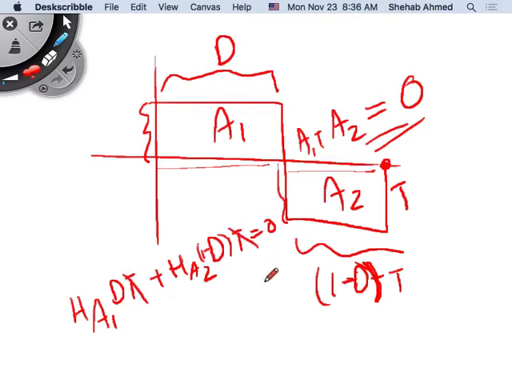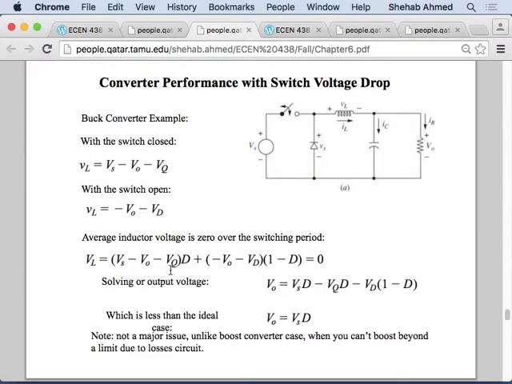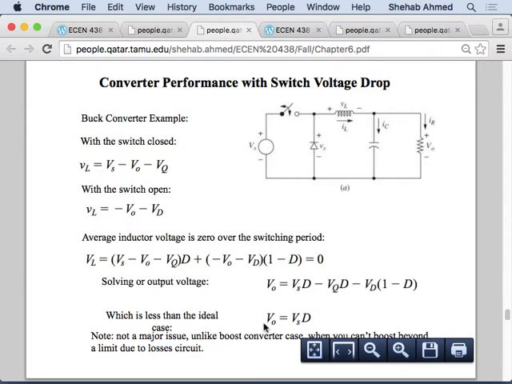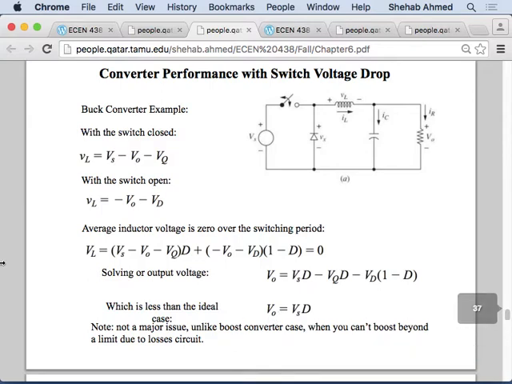The T's just cancel out, so it's the height times D plus the height times 1 minus D is equal to 0. So that's what they did here. And then they found the voltage transfer ratio. Without considering the switch loss, the voltage transfer ratio for the buck converter was what? V output is equal to V input times the duty ratio. Right? If you remember from our derivation of that, it was this, right? Now it's V output equal to V input times D minus all of this, right? What is the effect of that?